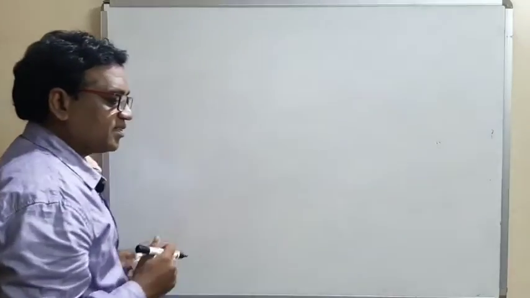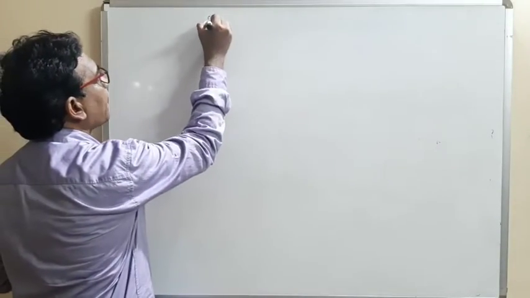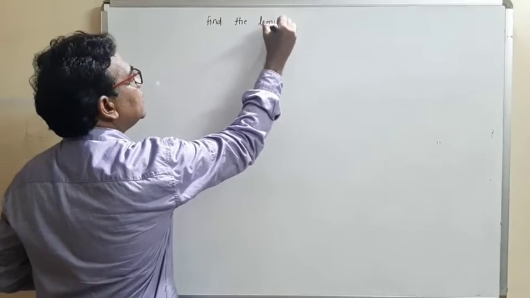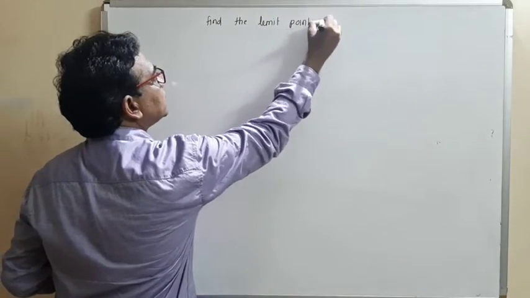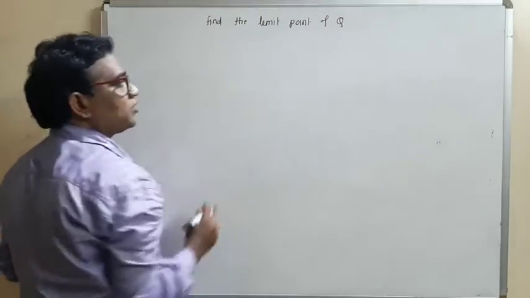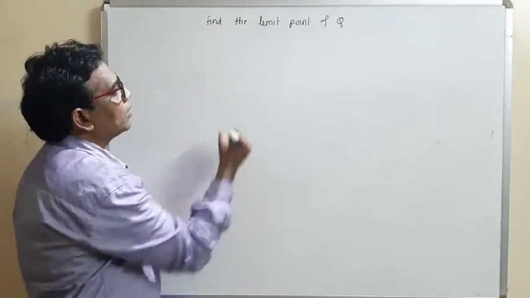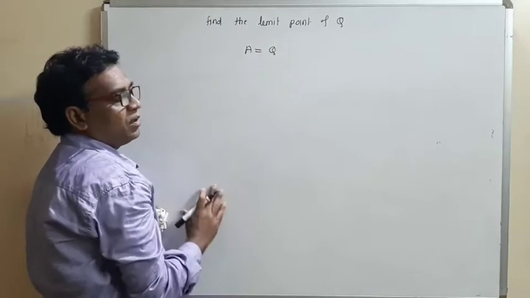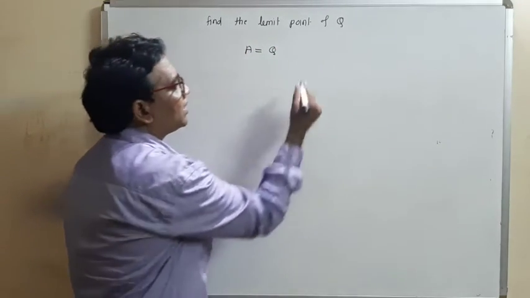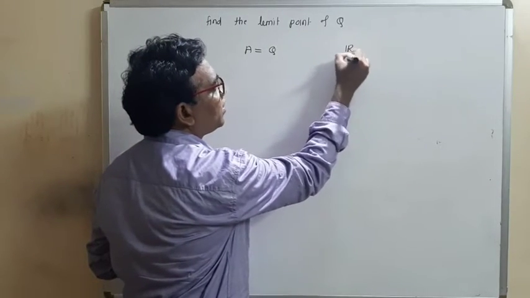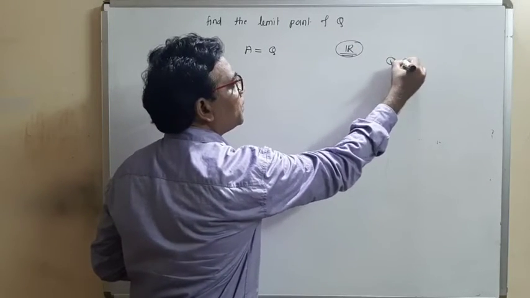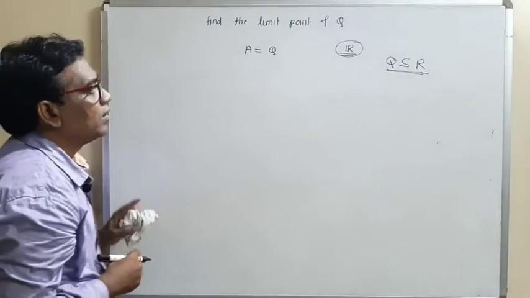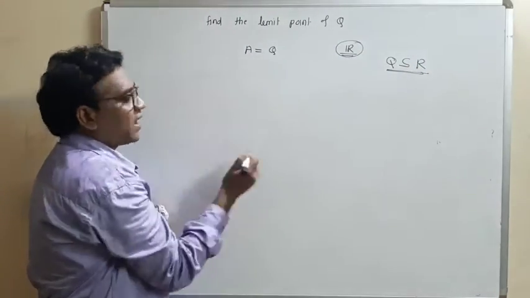Now let us consider the second example. Find the limit point of rational numbers. Now if we consider A as the set of rational numbers, and R as the set of real numbers, this is our space. Q is a subset of this real number set R. Now Q is the set of rational numbers.